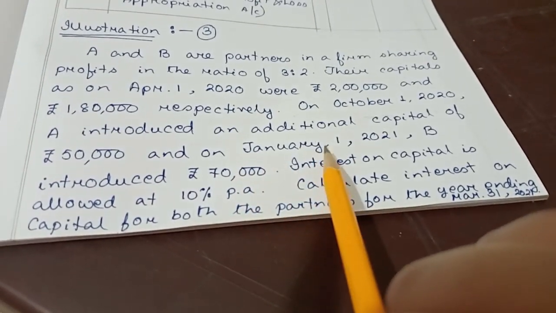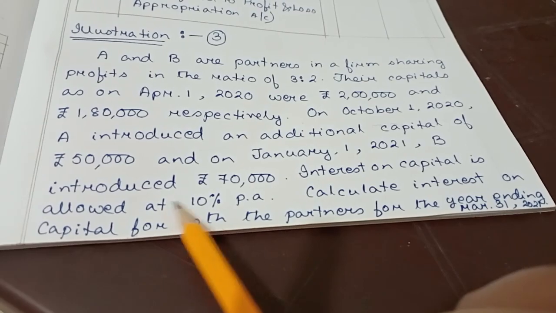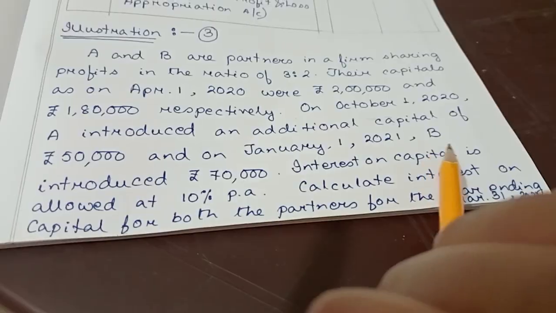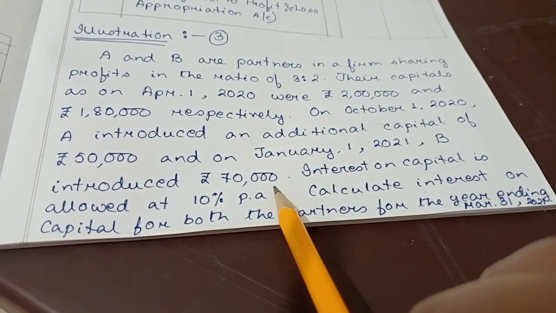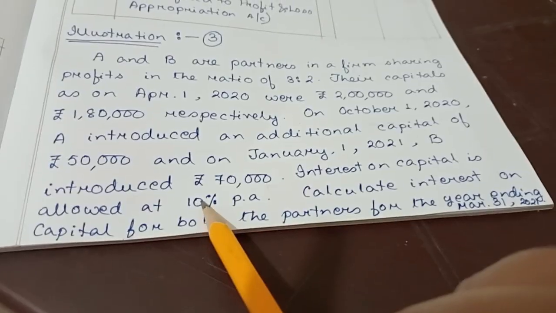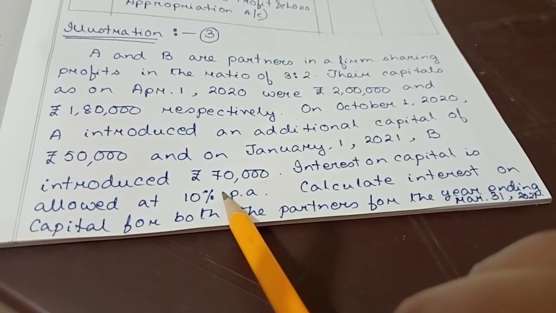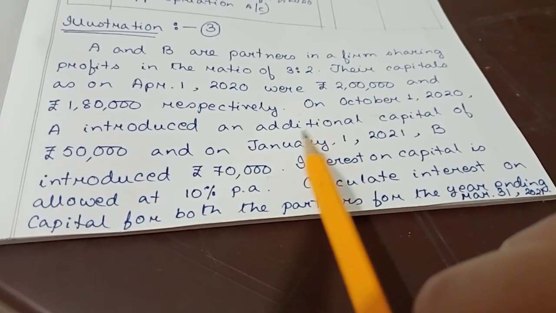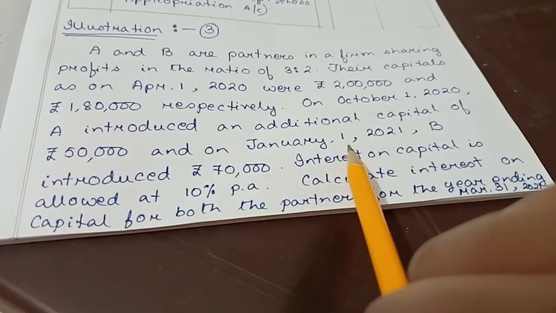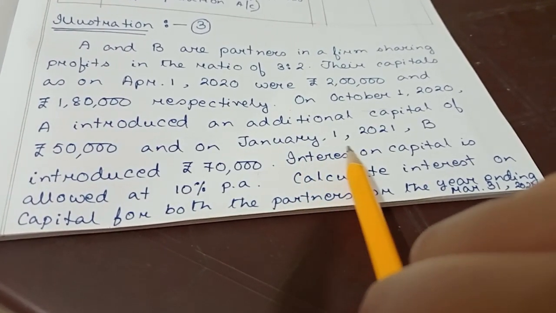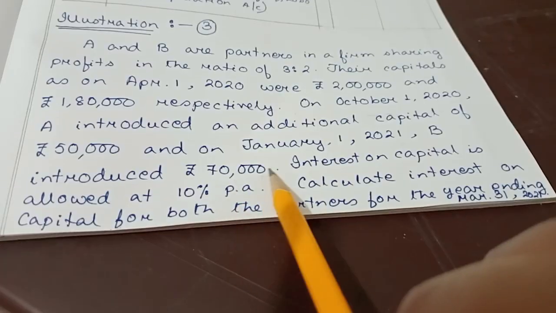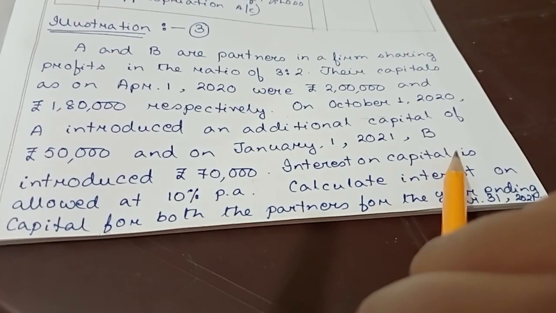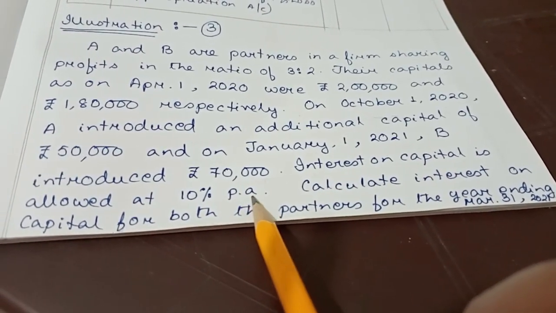And on January 1, 2021, B introduced rupees 70,000. So interest on 70,000 at the rate 10% per annum for 3 months, because on January 1 B has introduced additional capital. So it is for 3 months, January, February, March. Interest on capital is calculated at 10% per annum.